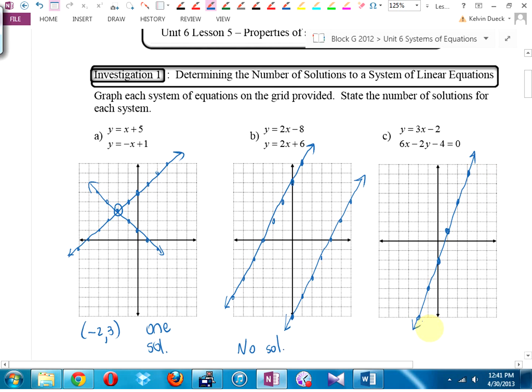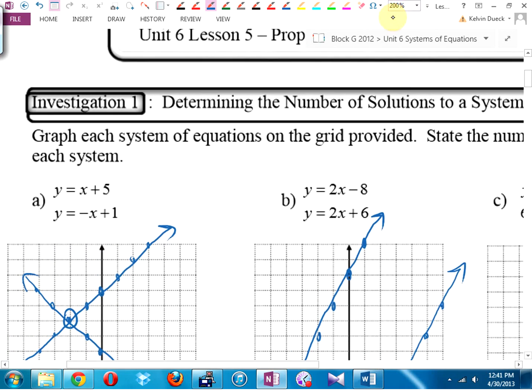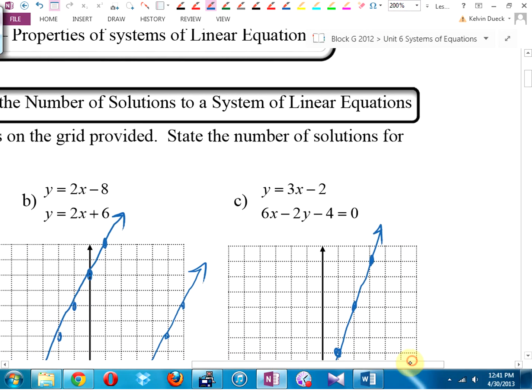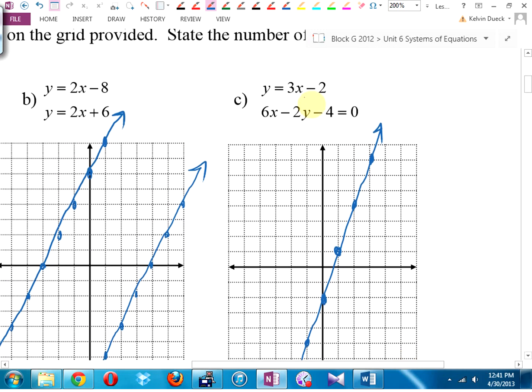This second line is in general form. However, I think I can get the y by itself. I would add the 2y over to that side, and I'll have 6x minus 4 equals 2y. And then if I divide by 2, divide by 2, divide by 2, I get 3x minus 2 equals y. That second equation is actually that.